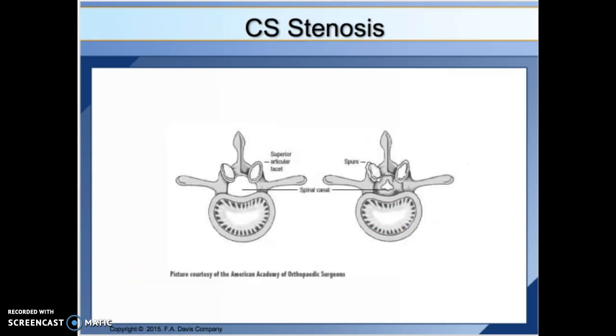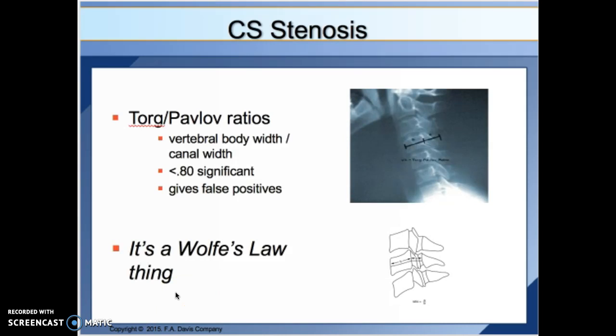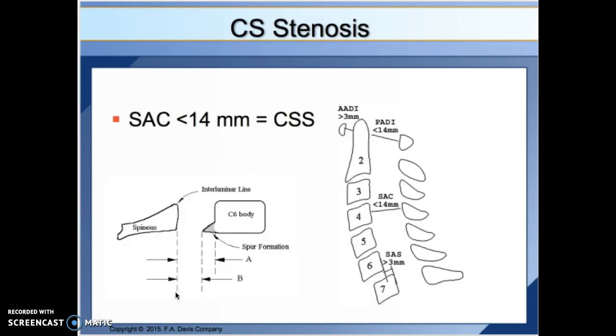All right, we've talked about stenosis. We talked about the fact that the vertebral canal can become closed in or smaller due to osteophyte formation. We also see spurs growing on the facets right here. Okay, and then as a review, the Torg-Pavlov ratio is the ratio of the vertebral body to the canal. That can give false positives if the vertebral bodies are overly large. A better way to do that is the space available for the cord, SAC. Anything smaller than 14 millimeters is considered pathological, diagnostic for stenosis.